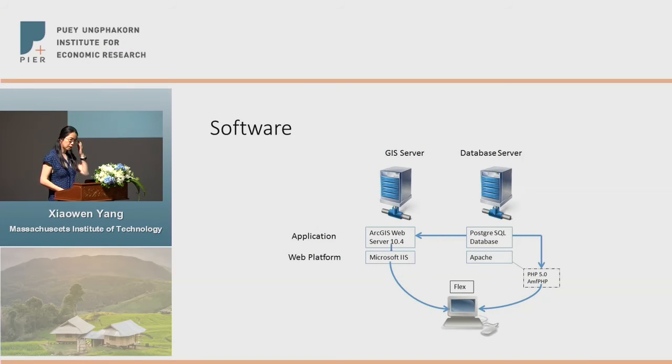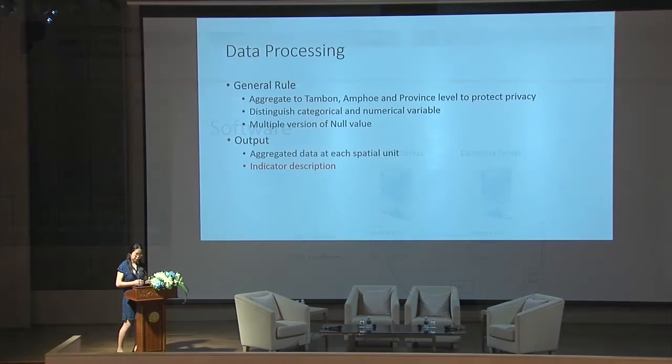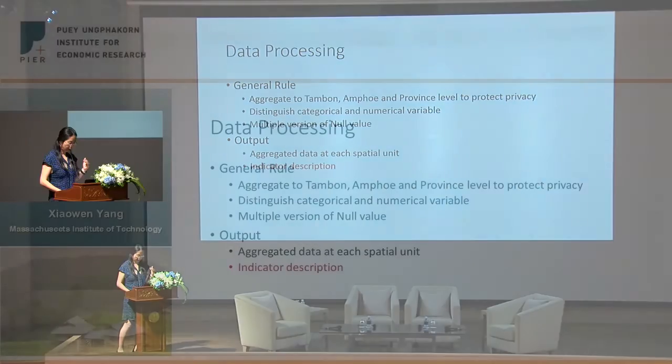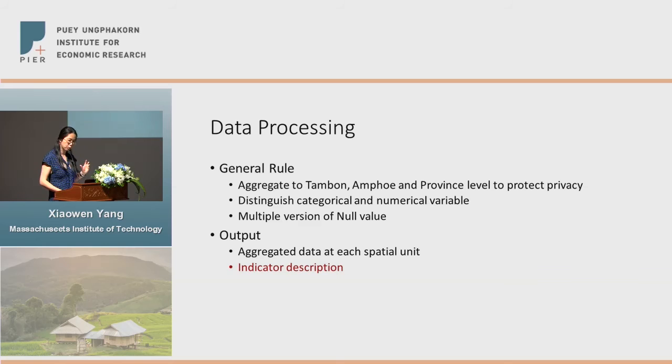And then another thing is data processing. Some GIS data websites do the processing on the fly, like the mean value and the median value, which means it slows down the process. So we did everything beforehand. In the Thailand case, we aggregate to Tambon, Amphoe, and province level, but we don't provide any data at the village level to protect privacy. And we also distinguish categorical data and numeric data, to give a percentage for each category.